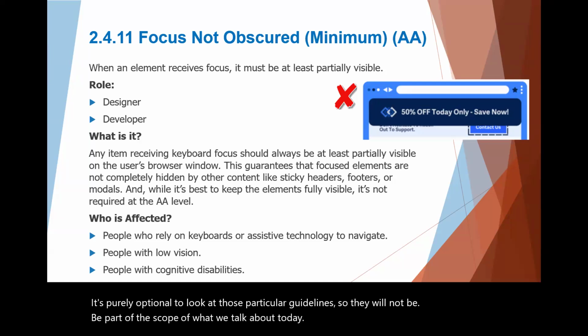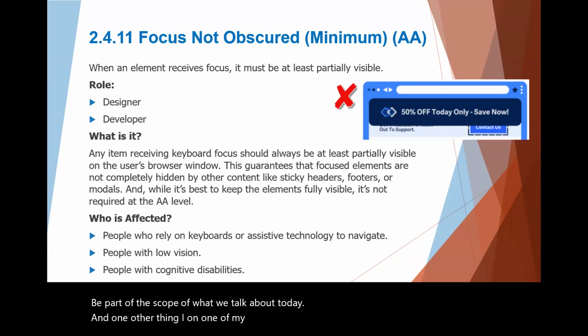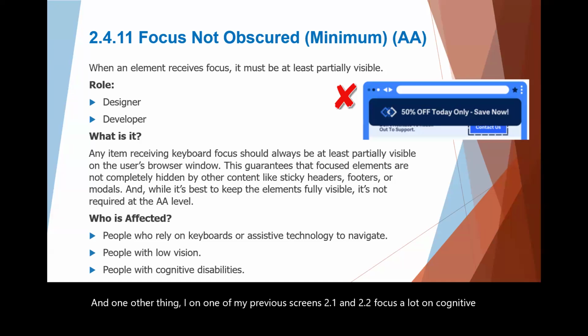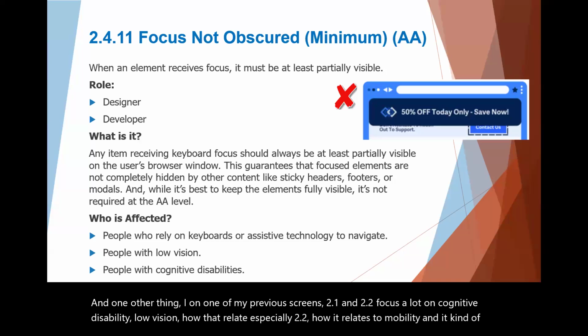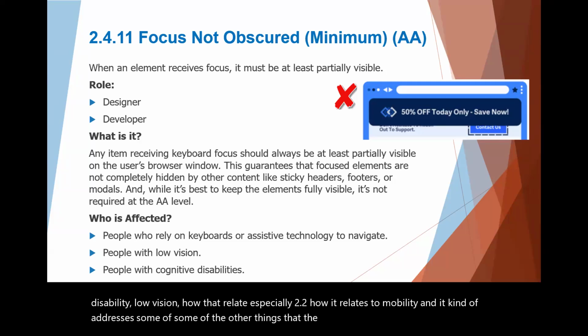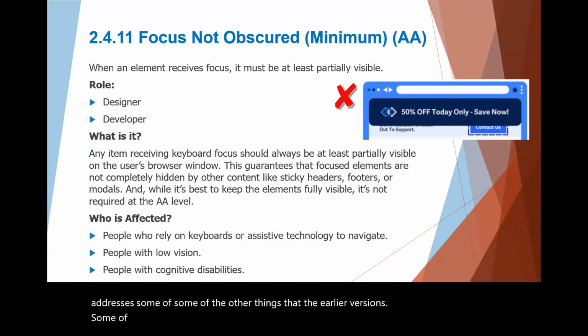And one other thing, on one of my previous screens, 2.1 and 2.2 focus a lot on cognitive disability, low vision, and how that relates, especially 2.2, to mobility. It kind of addresses some of the other things that the earlier versions were just missing the mark on, trying to get everything up more even across the different disability categories.